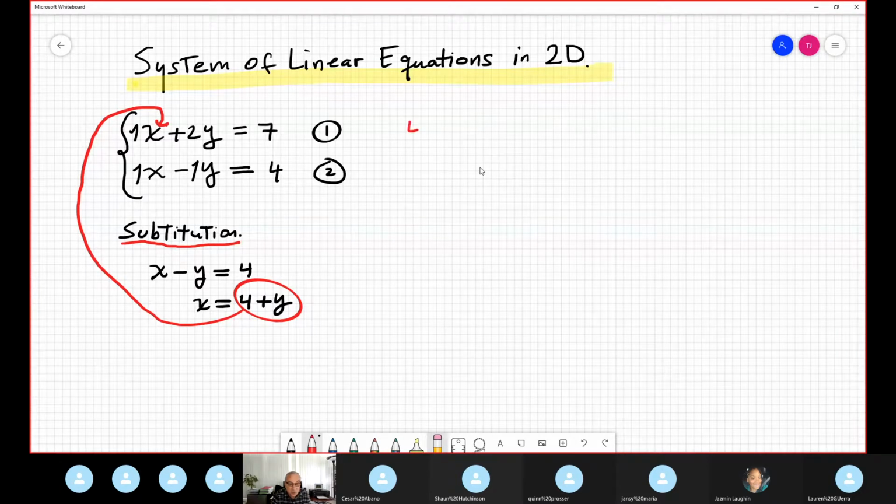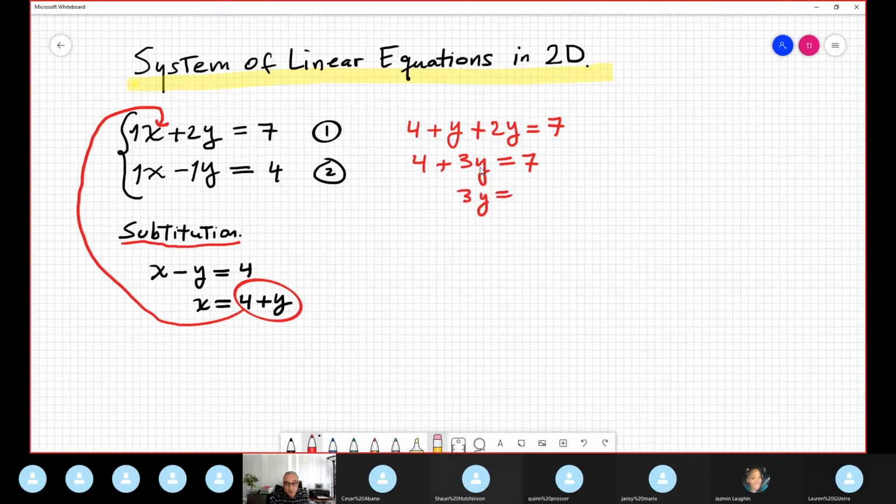Entonces, 4 plus y plus 2y equals 7. We combine later, 4 plus 3y equals 7. 3y is equal to 7 minus 4, que es 3. Therefore, y is 1.